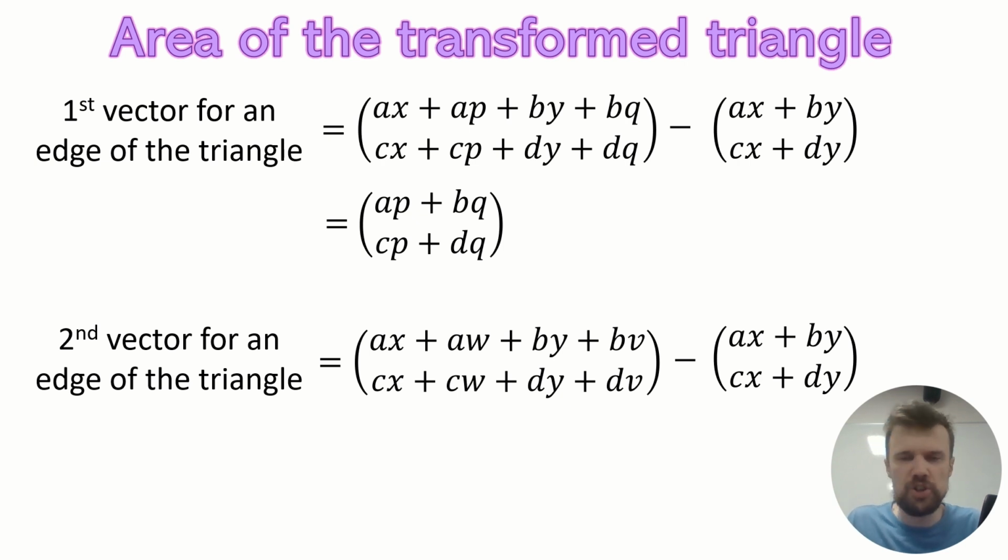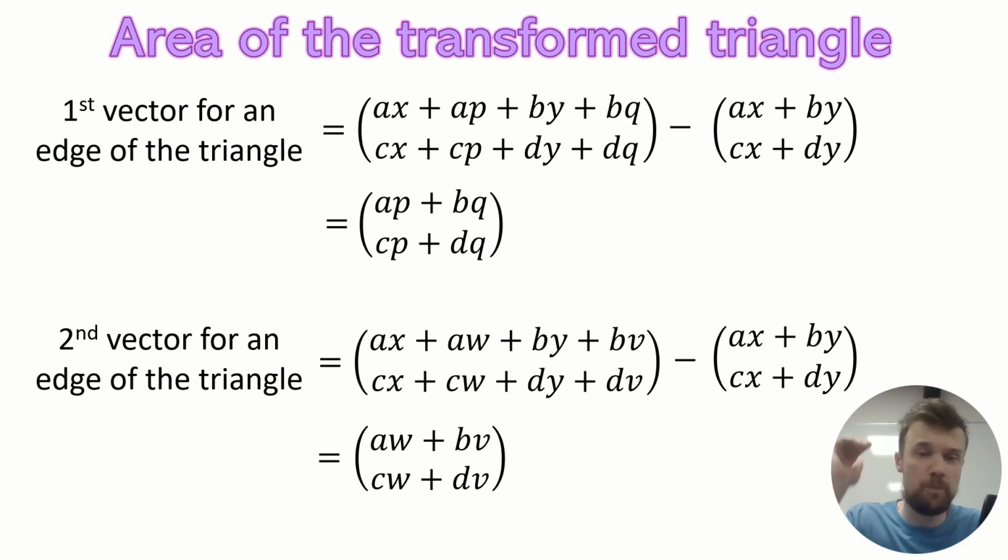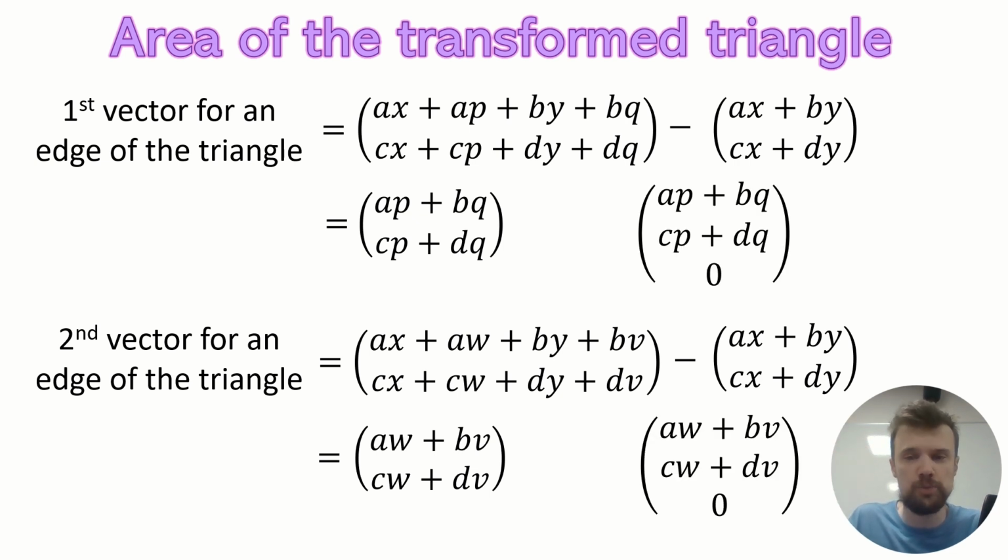And then similarly for the second vector for the other edge, if we simplify that, stuff is going to cancel out, and you're just going to be left with AW plus BV, and then CW plus DV. Cool. So we have got vectors for two of the edges of the triangle. Again, applying the exact same method we did before to work out the area of this new triangle, but to do that, of course, first convert them to 3D vectors.